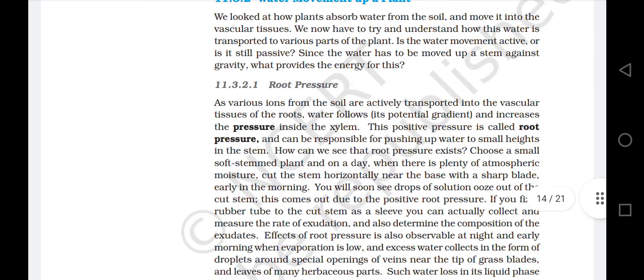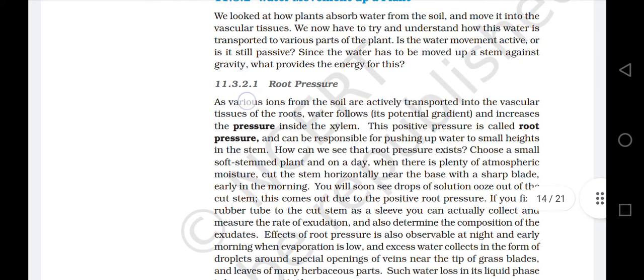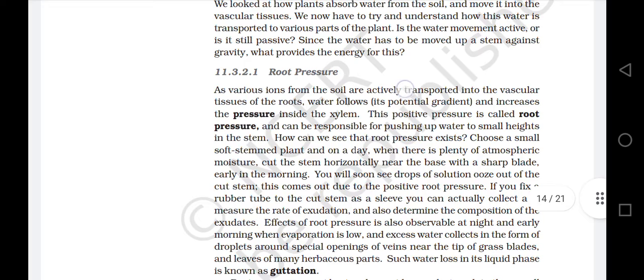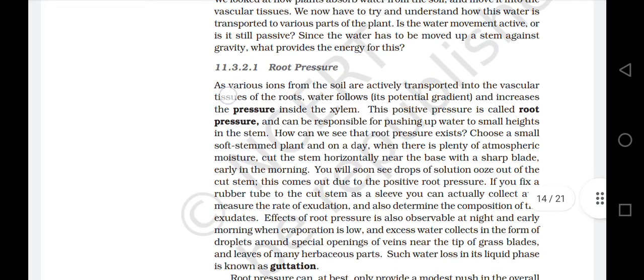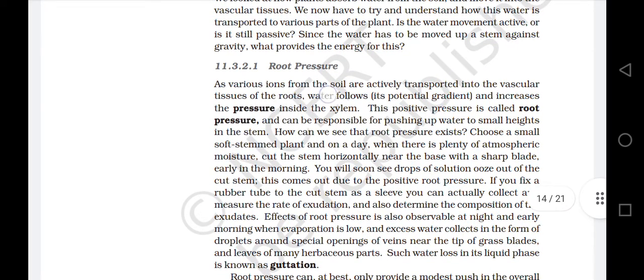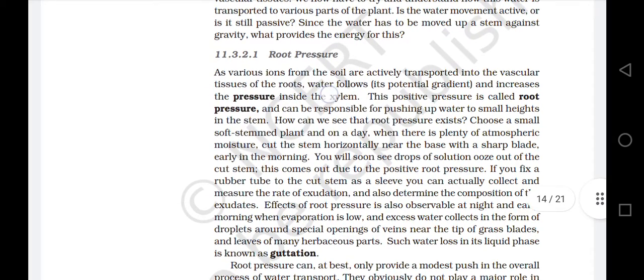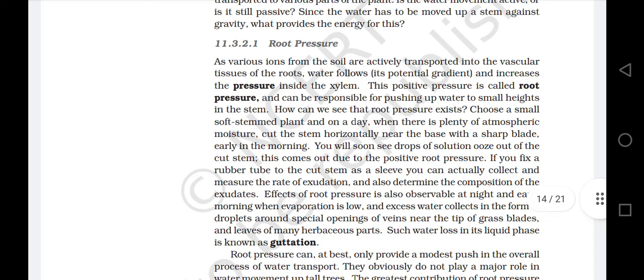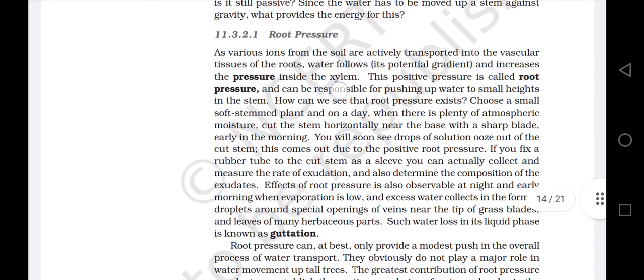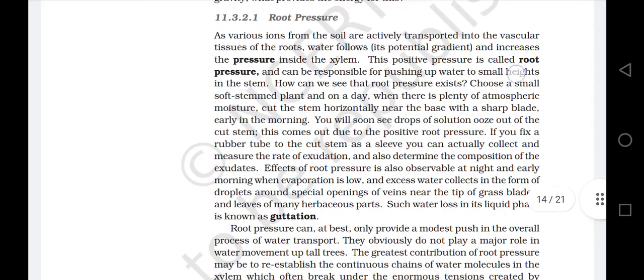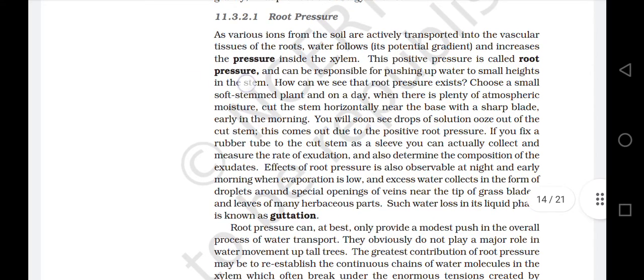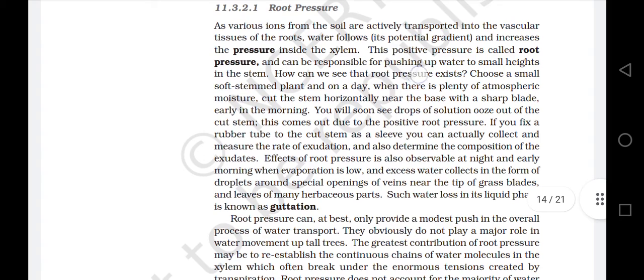11.3.2.1 Root pressure. As various ions from the soil are actively transported into the vascular tissue of the roots, water follows its potential gradient and increases the pressure inside the xylem. This positive pressure is called the root pressure and can be responsible for pushing up water to small heights in the stem. How can we see that root pressure exists?